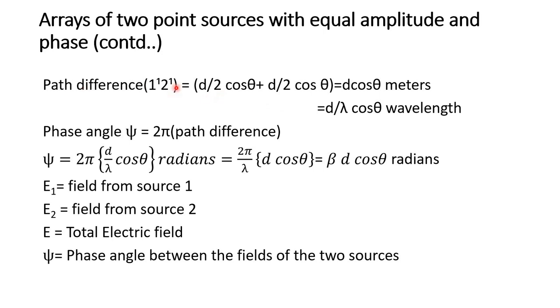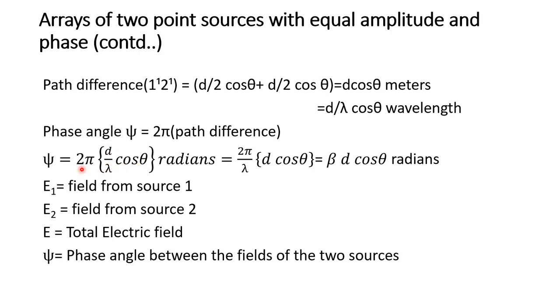So path difference 1 dash 2 dash is d by 2 cos theta plus d by 2 cos theta, which is equal to d cos theta meters. So if you want to find out in wavelength, we will write it as d by lambda cos theta. Then from optics we know that psi, phase angle psi, is equal to 2 pi into path difference. Psi is the phase angle difference between fields of the two sources measured at angle theta along the radius vector line. So psi is equal to 2 pi d by lambda cos theta.